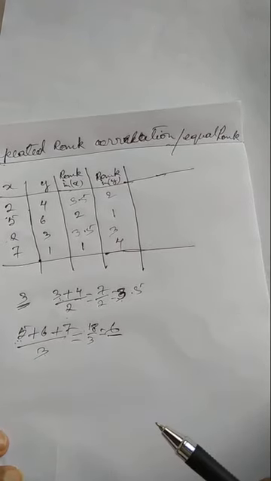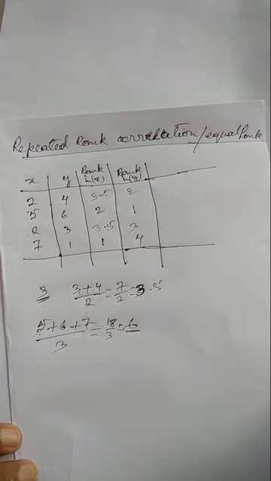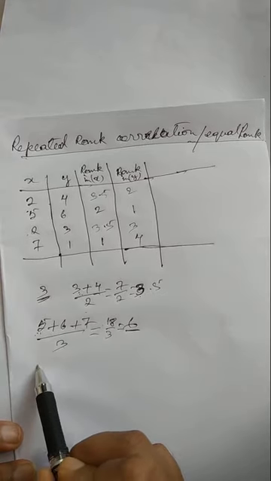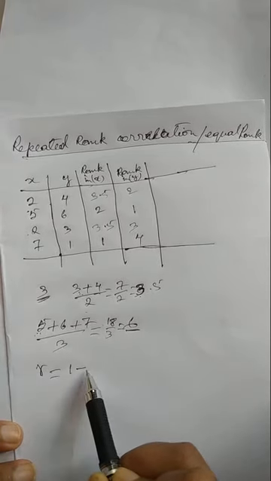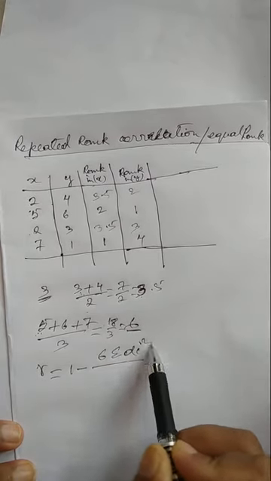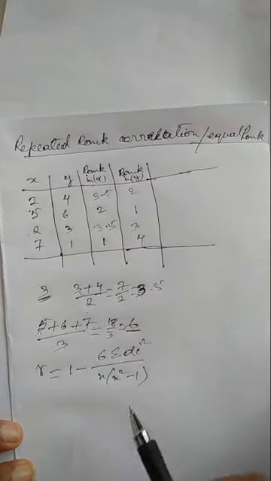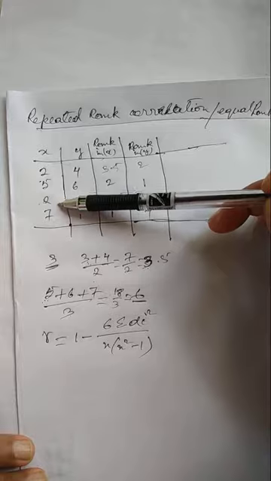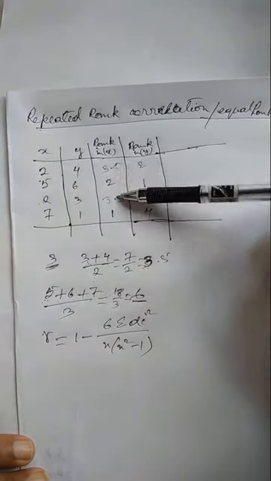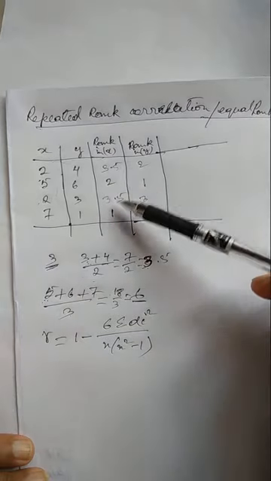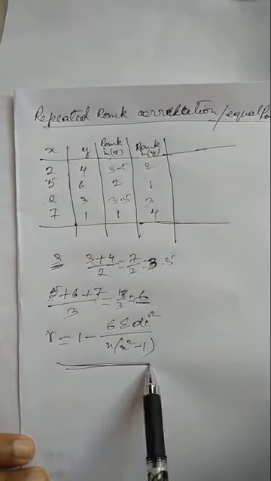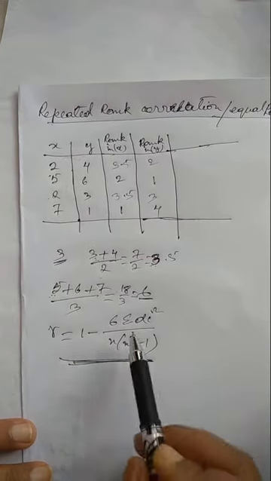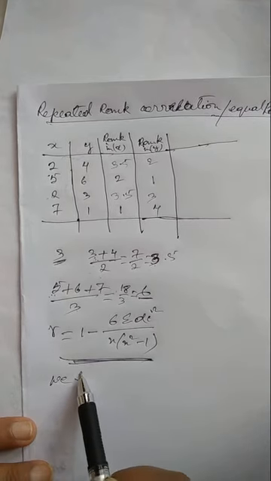So when we have this kind of repeated rank, what should we do? We have to make some adjustment to the formula. What is the rank correlation formula? It is 1 minus 6 summation di square by n square minus 1, isn't it? If repeated ranks are there in the observations, we have to make some adjustment to this formula. So what kind of adjustment do we have to add?